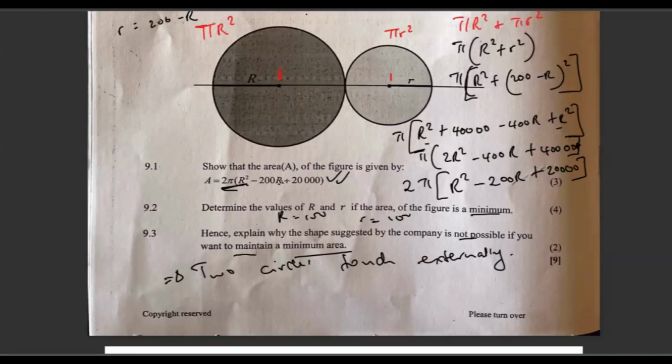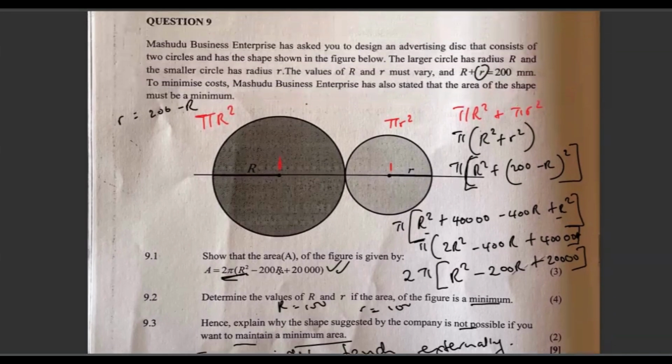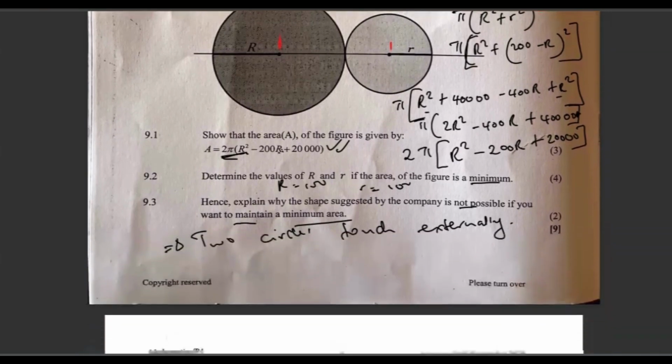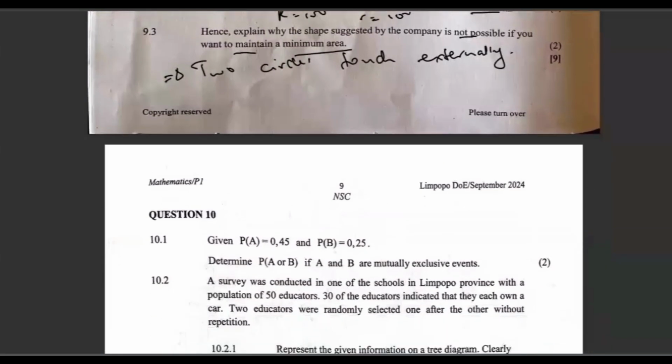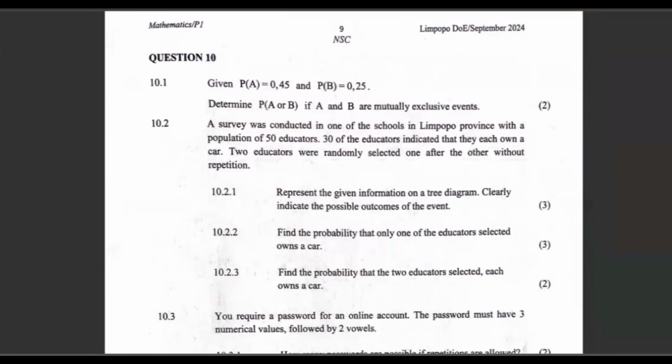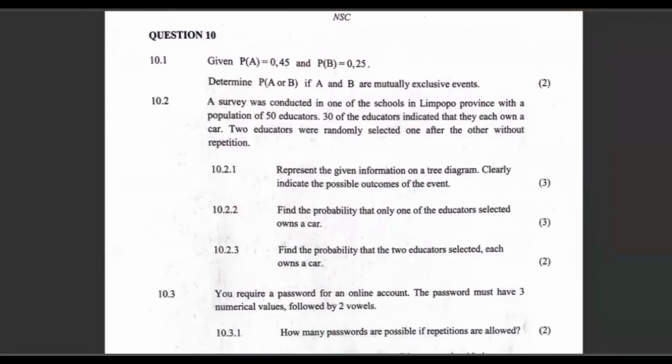And remember, the company said they want to minimize what? The area. But the area must be minimum. There is no way the area will be minimum if the two circles are basically touching each other. If one was within the other, then definitely it would make much more sense. That is my explanation; you can always put yours under the comment section.